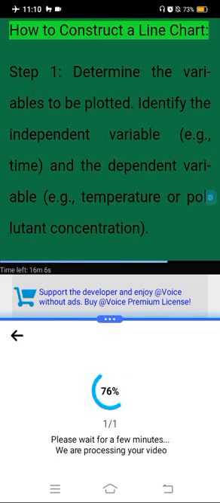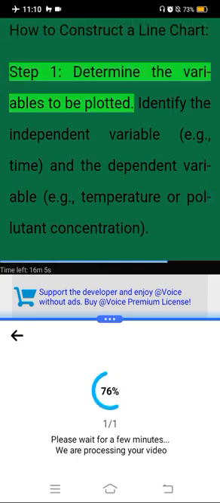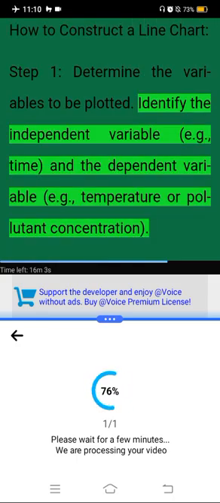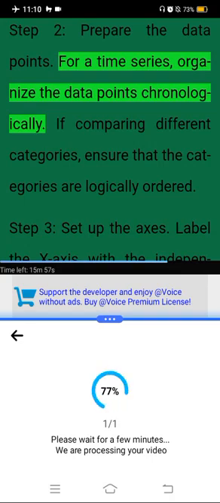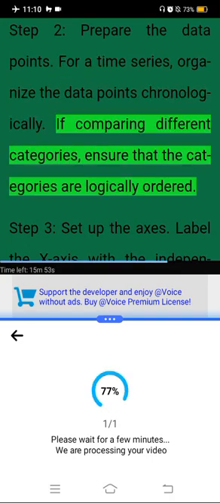How to construct a line chart. Step 1. Determine the variables to be plotted. Identify the independent variable, e.g., time, and the dependent variable, e.g., temperature or pollutant concentration. Step 2. Prepare the data points. For a time series, organize the data points chronologically. If comparing different categories, ensure that the categories are logically ordered.